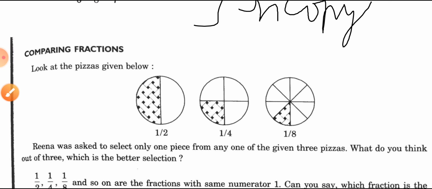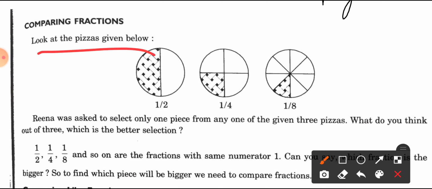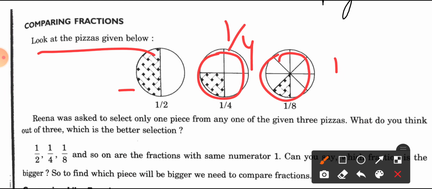Then how to compare the given fractions? Look at the pizzas given below. It is 1 by 2. Here 4 parts are given, so we can write it as 1 by 4. Here a total of 8 parts are given and only 1 is shaded. It means 1 upon 8. So Reena was asked to select only one piece from any one of the given 3 pizzas. What do you think, out of the 3, which is the better selection?